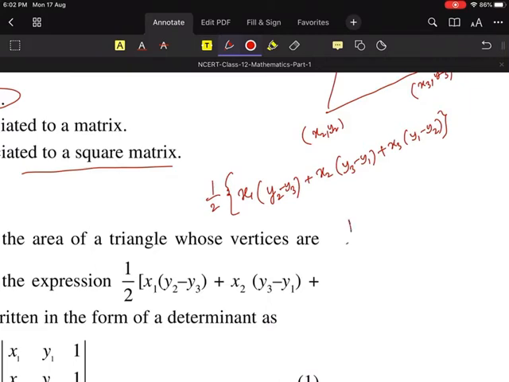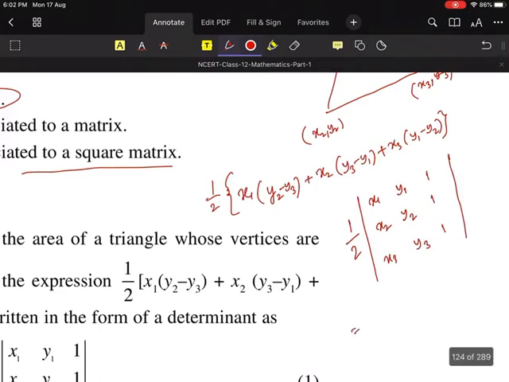Now, in class 12, what you will do is, you'll put half in front. You'll give the determinant sign. And just do one thing. Write x1, y1, 1. x2, y2, 1. x3, y3, 1. And that's it. Finding the determinant value will give you the area of the triangle. Am I clear? Yes, sir.